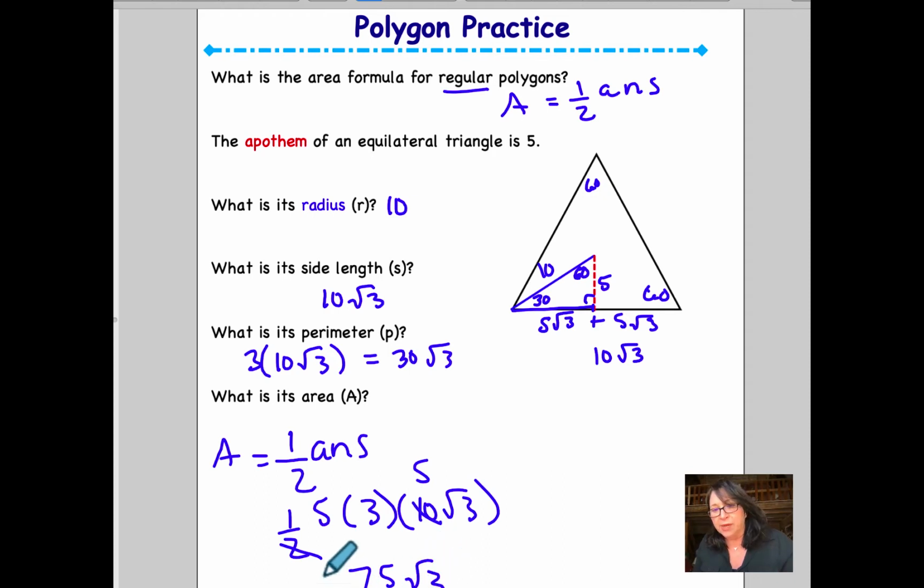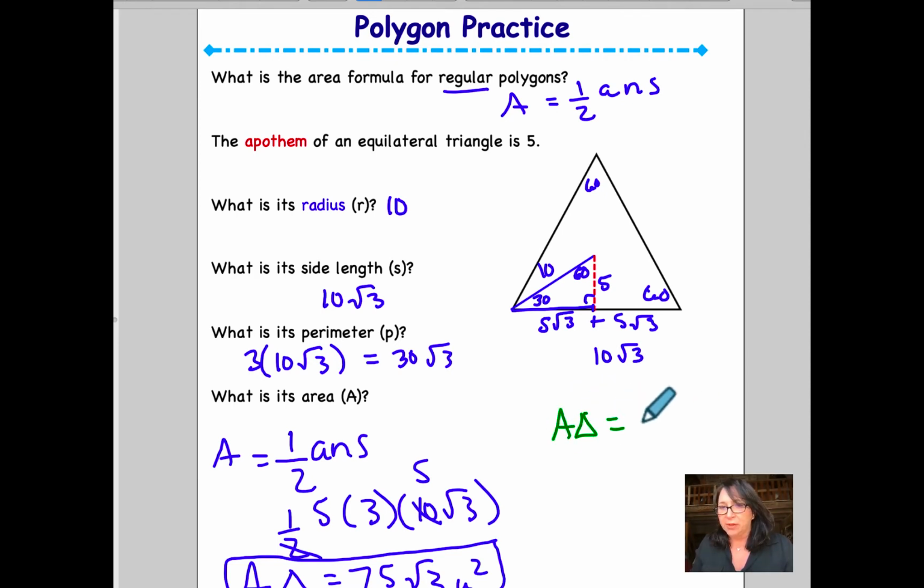And then root 3. And that's the area of this equilateral triangle. And this is unit squared. Area is always going to be unit squared. Keep in mind, though, for a triangle, you could also find the area by doing 1/2 the base times the height. And in this shape, my base, again, is 10 root 3.